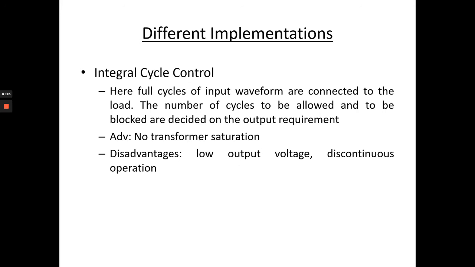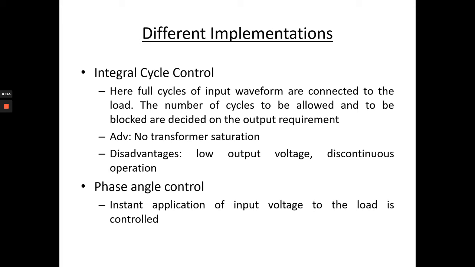Now we'll see different implementations. There are two types of implementations: integral cycle control and phase angle control. In case of integral cycle control, here full cycles of input waveforms are connected to the load, and the number of cycles to be allowed and to be blocked are decided on the output requirements. And the advantage is no transformer saturation, and disadvantages are low output voltage and discontinuous operations.